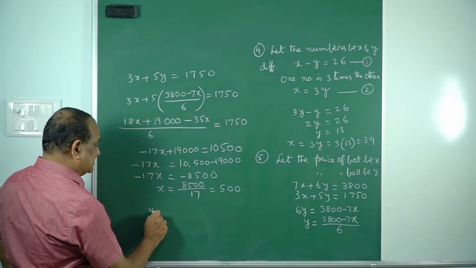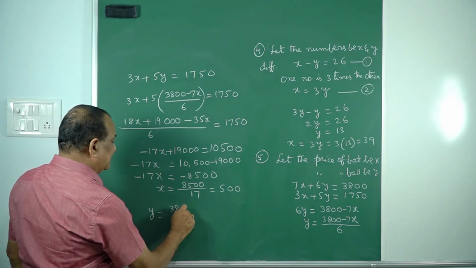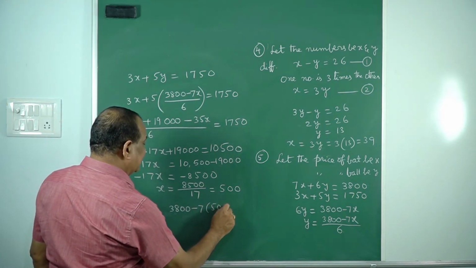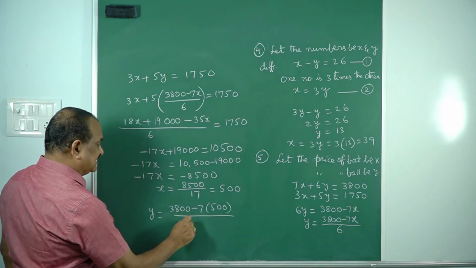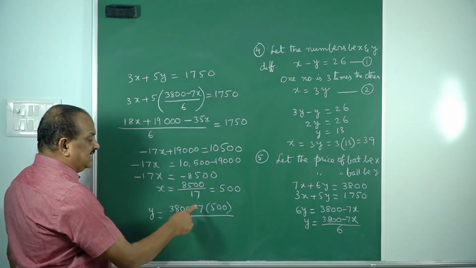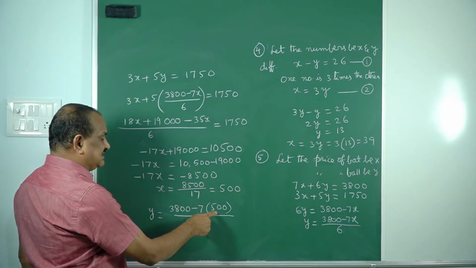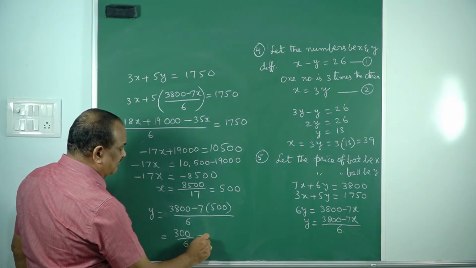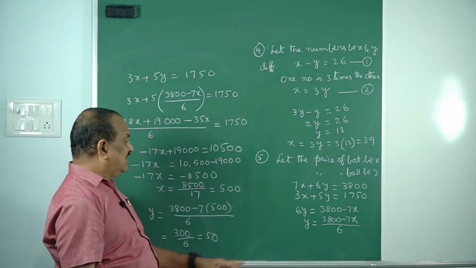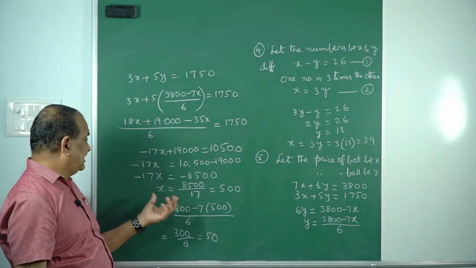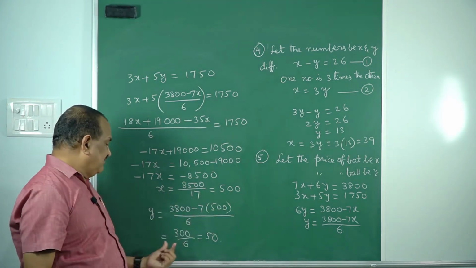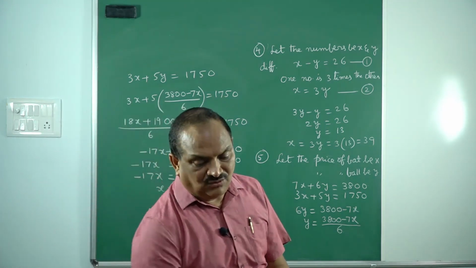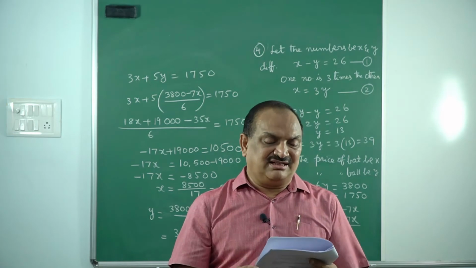And my y is 3,800 minus 7 times x, which is 500, divided by 6. So 3,800 minus 3,500 is 300. 300 divided by 6. That's it. And that gives me 50. So the bat costs, we found, where x value is 500, and y is the cost of the ball, and it is 50. Okay. So that's how we form an equation and we solve it.